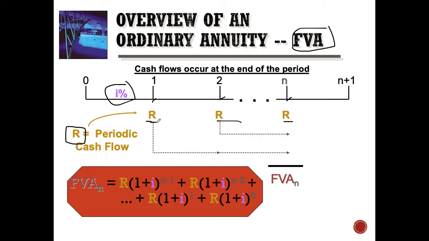Remember that for future value, we put a timeline here. Periodic cash flow for year 1, year 2, and year 3. Put in the timeline here. And so the future value is the future value of year 1 plus the future value of year 2 plus the future value of year 3.